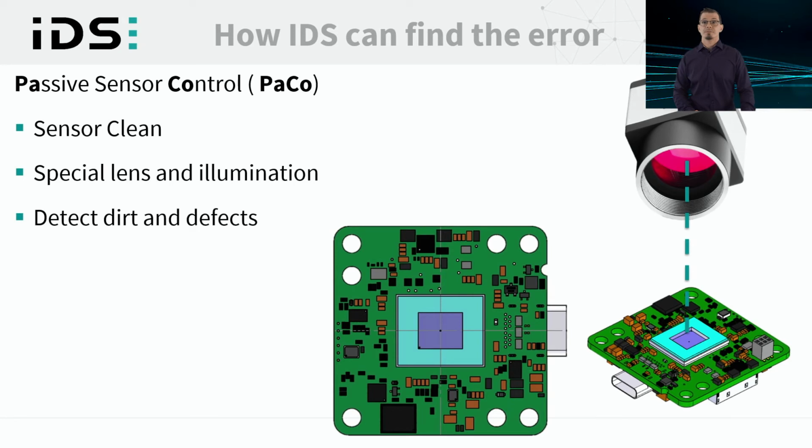With the IDS passive sensor control tool, we are able to find defects. It's called PaCo. An IDS camera is looking from above through a special lens and with a special illumination onto a sensor. Because of the special and ideal conditions, we are able to detect defects and dirt on or in the sensor cover glass.